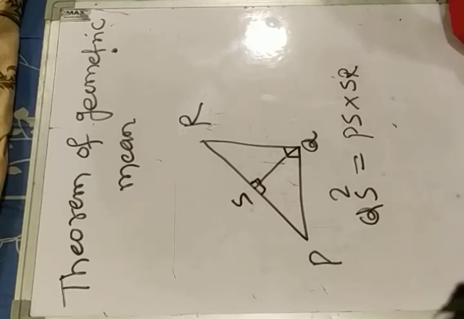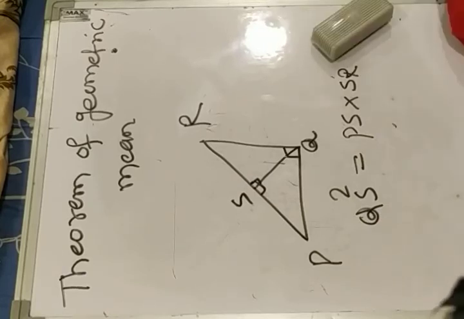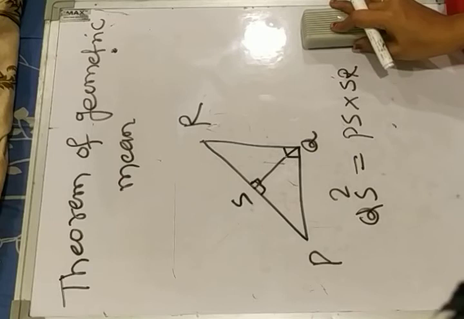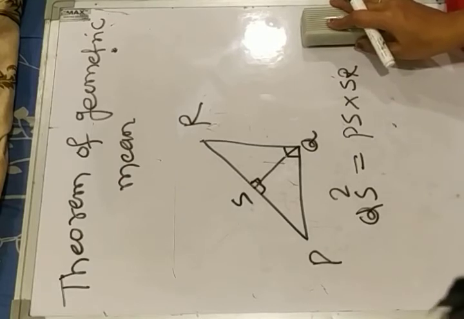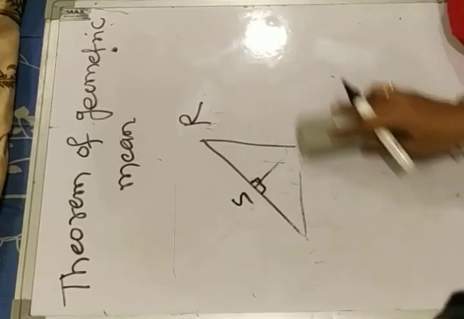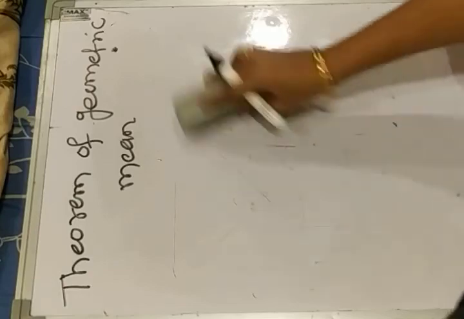Then you all know the Pythagoras theorem. In a right angle triangle, the square of the hypotenuse is equal to the sum of the squares of the remaining two sides. And the converse of the Pythagoras theorem is: if AC square equal to AB square plus BC square, then angle ABC is 90 degrees. This is the converse. If the Pythagoras statement holds, then the triangle is a right angle triangle.